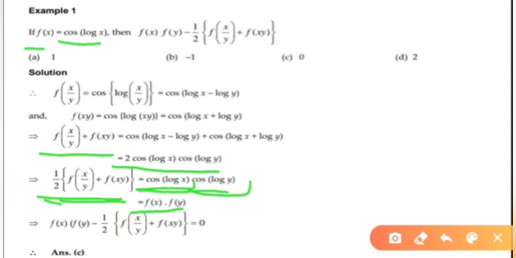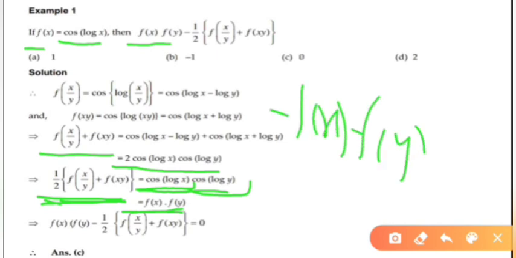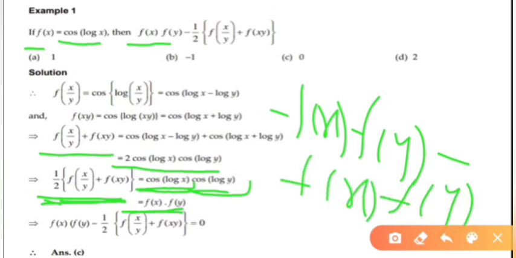Now substitute in the numerator: f of x minus f of y as it is, minus 1 by 2 times f of x by y plus f of xy, whose value is again f of x into f of y. Therefore f of x f of y minus f of x f of y. Therefore the value is equal to what? 0 only. Therefore the answer is C.